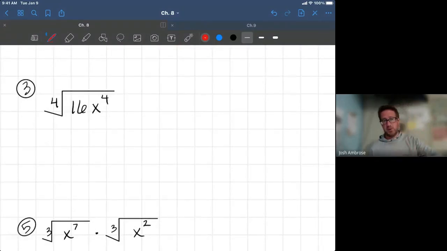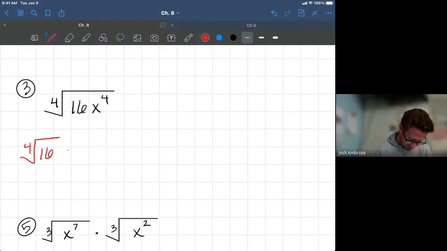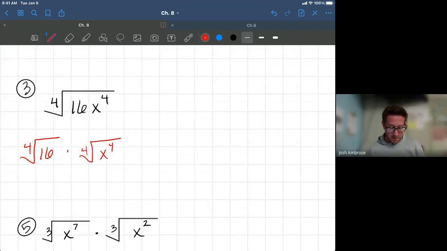We have a 4th root of 16x to the power of 4. So if you want to, you could break this up into 2 separate problems. The 4th root of 16 and the 4th root of x to the power of 4. Here's what you do when you have a variable with an exponent and you're taking some type of root. If this number and this number are perfectly divisible, divide them. And that's exactly what we're going to do here. So 4 divided by 4 is 1. So this just equals x. All right, it'd be x to the power of 1.